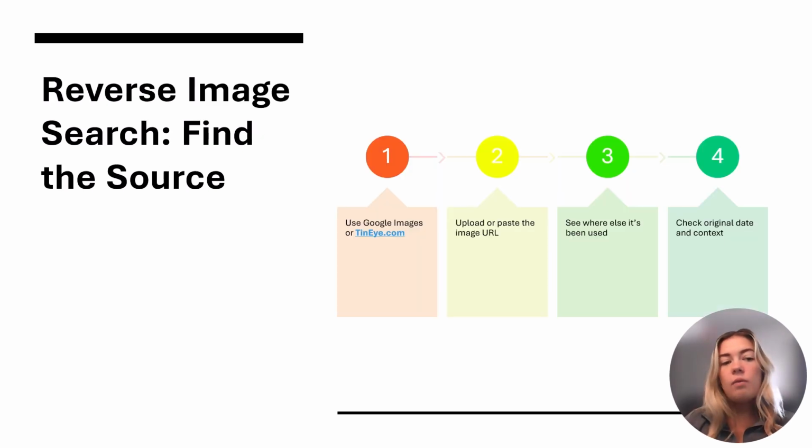Okay, so now on to reverse image search. Reverse image search is one of the best tools for verifying photos and visuals. You can use Google Images, which is images.google.com, or you can use TinEye, which is tineye.com. You just upload an image or paste the image's URL to see where it has appeared online. You'll often find that a dramatic photo is actually years old or used in a totally different context than what the post claims. And always check the original source, date, and how the image is being used elsewhere.